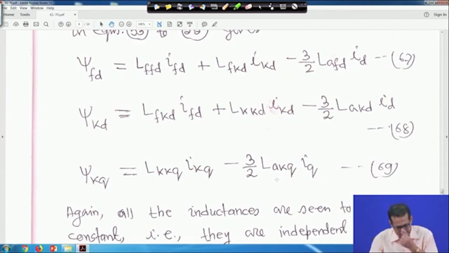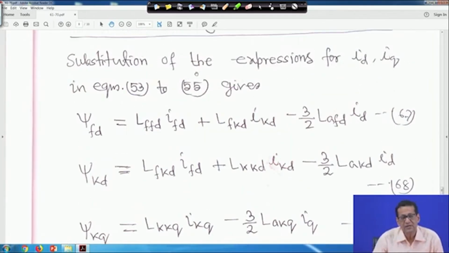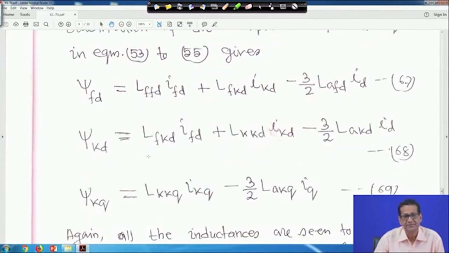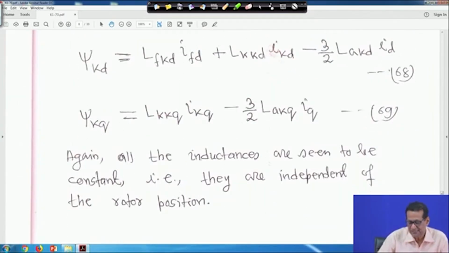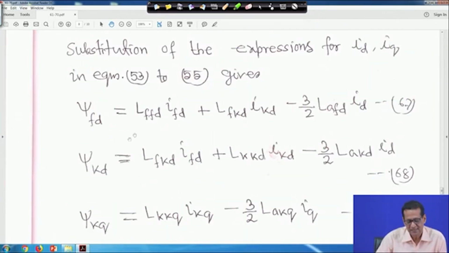Now if we put everything in the 3 by 3 matrix form and simplify, you will get like this. But to save time, I have directly written all these things, otherwise it will take a long time. But as an exercise, please try yourself, you will find it hardly takes a few minutes to derive that. So again all the inductances are seen to be constant, that is, they are independent of the rotor position. Here psi fd, psi kd and psi kq are independent of theta.